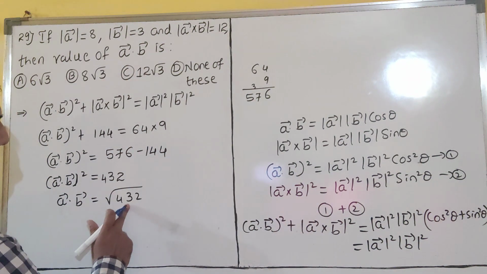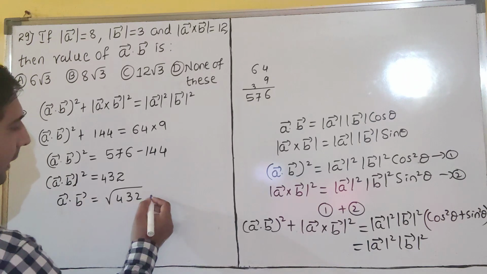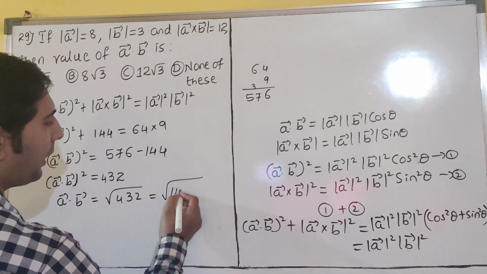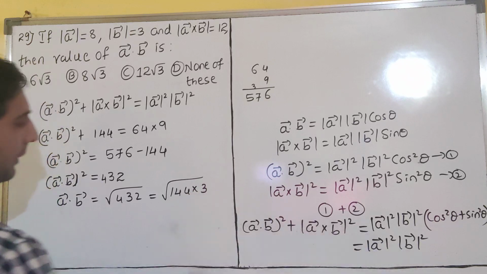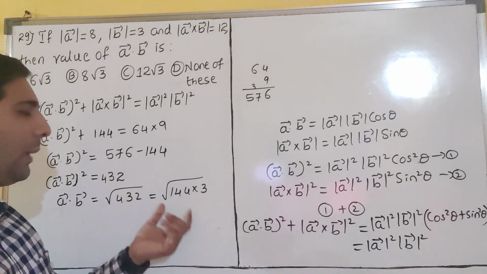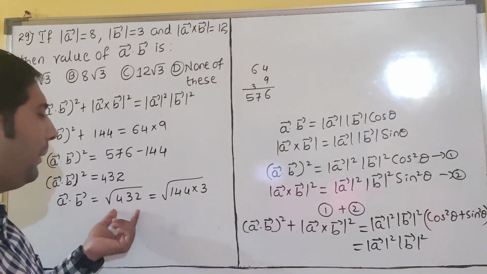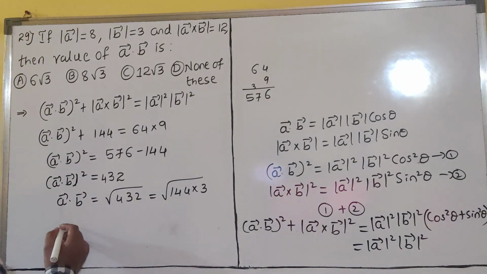So square root of 432 we can write like this. Can you see? 144 into 3 you can do, dear students. 144 into 3, you can use a calculator, you will get the same answer, 432. So now how much will you get?